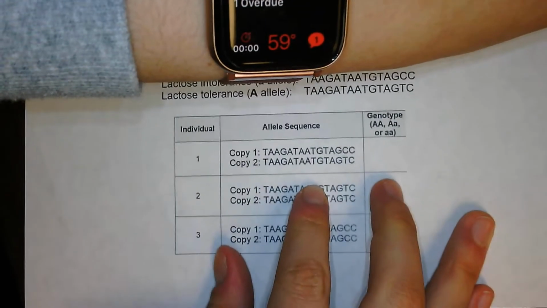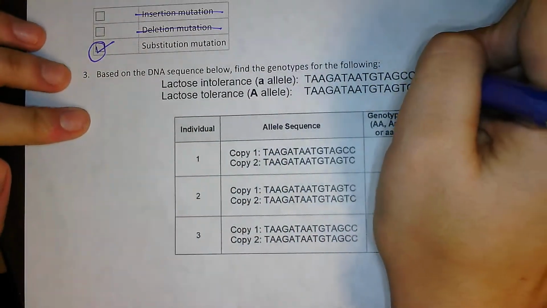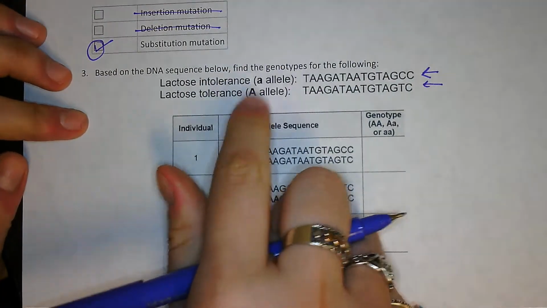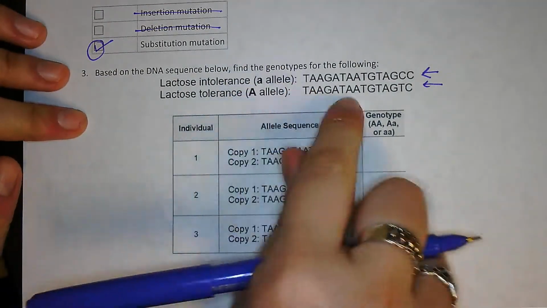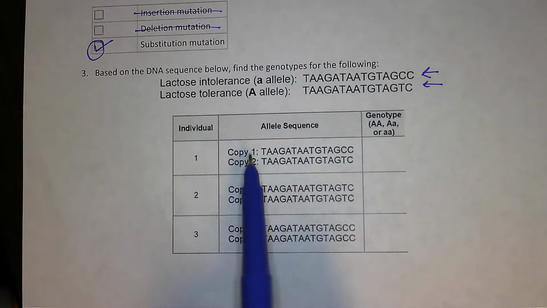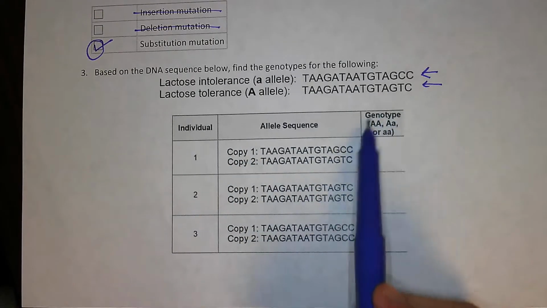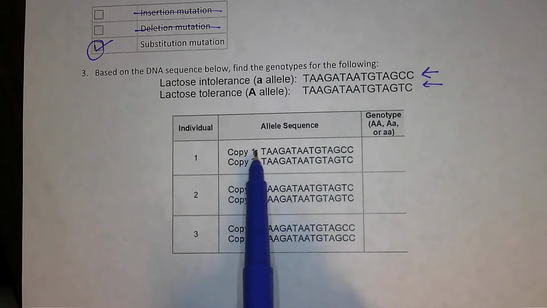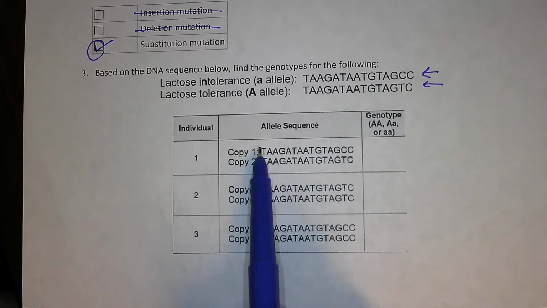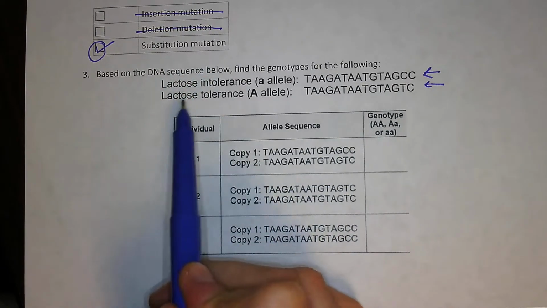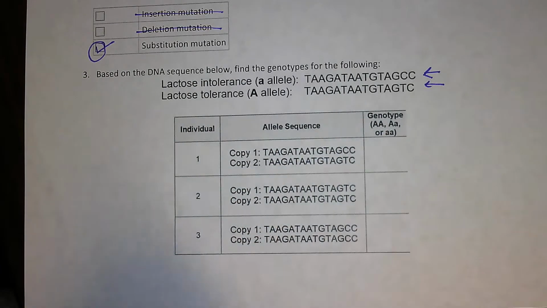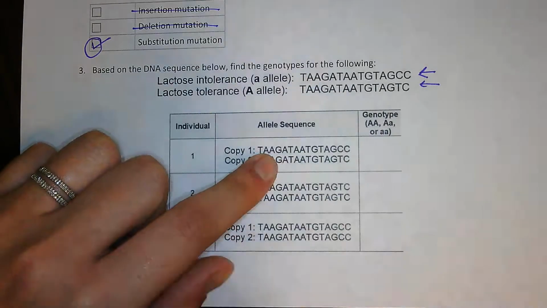Up next, we got a DNA sequence for 2 different alleles, a recessive allele and a dominant allele. And now I have to find the genotypes for these different 3 people, and each one has 2 copies of the lactose allele. So I have to figure out for each one their genotype. And now I'm going to show you how I do this, okay?